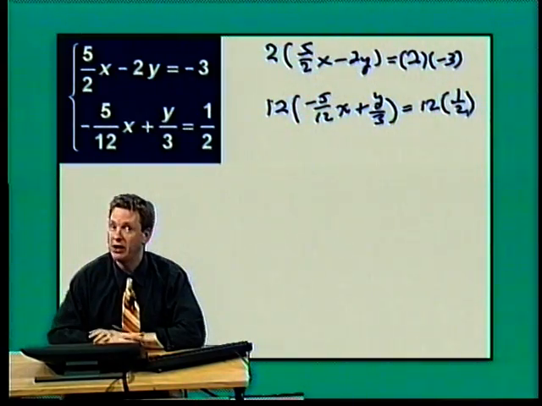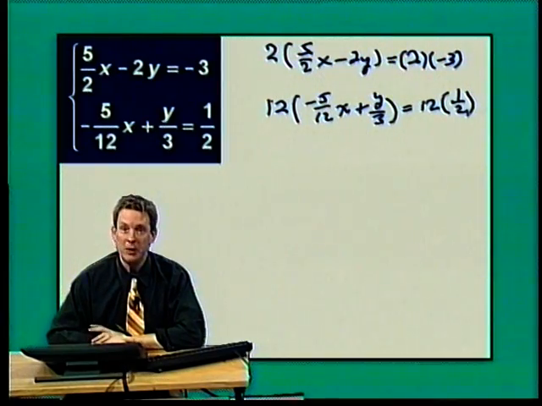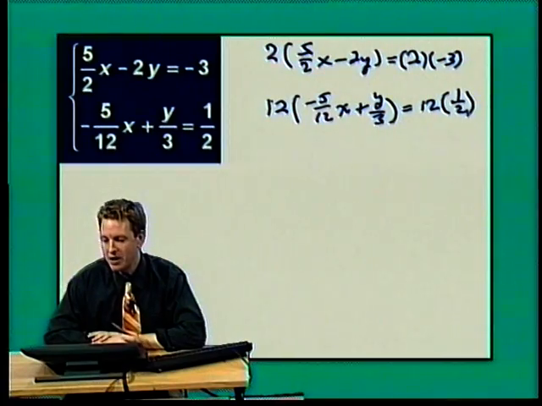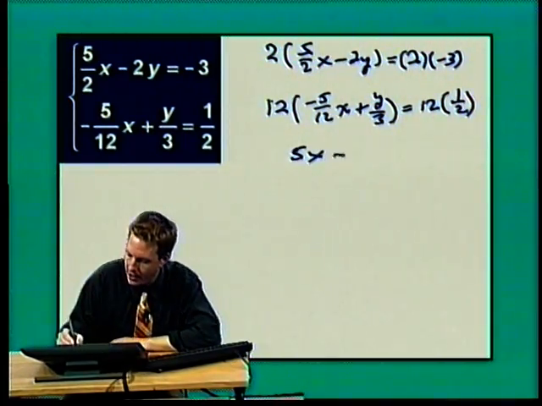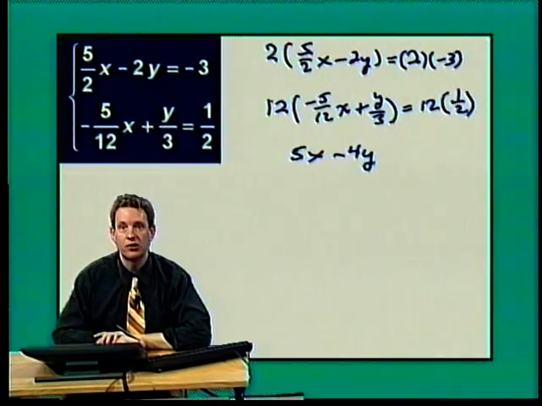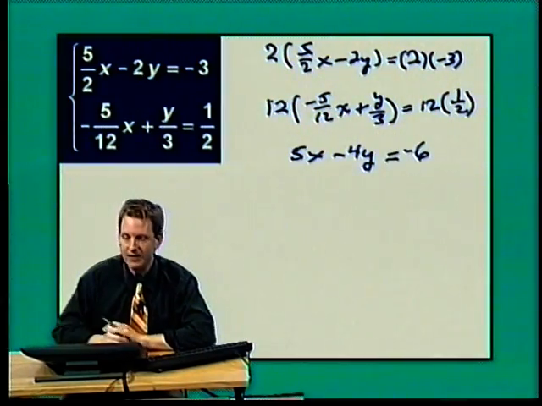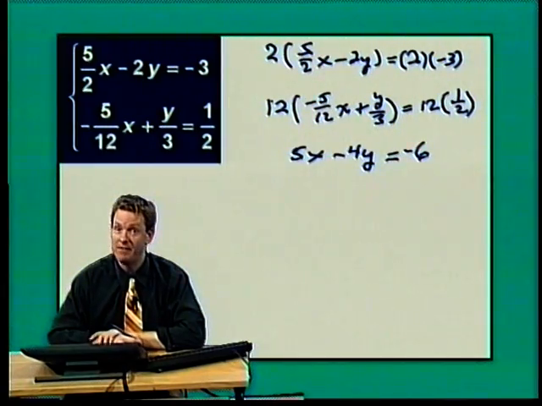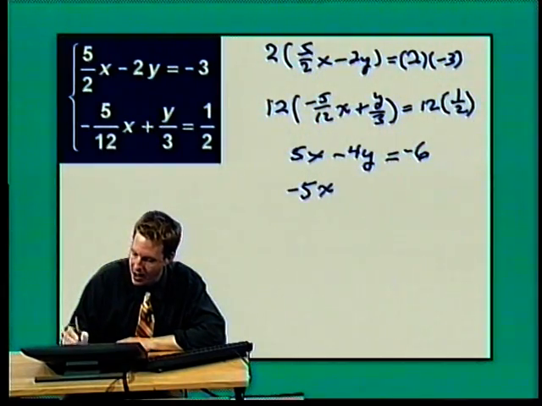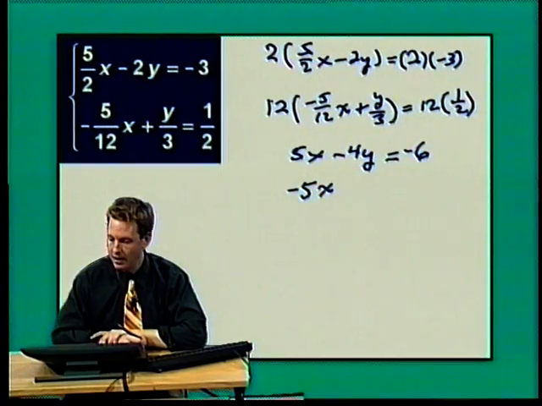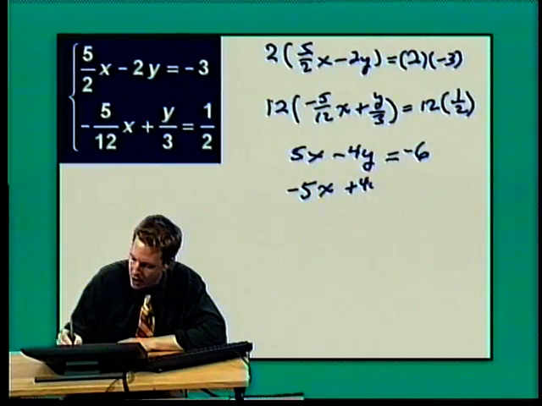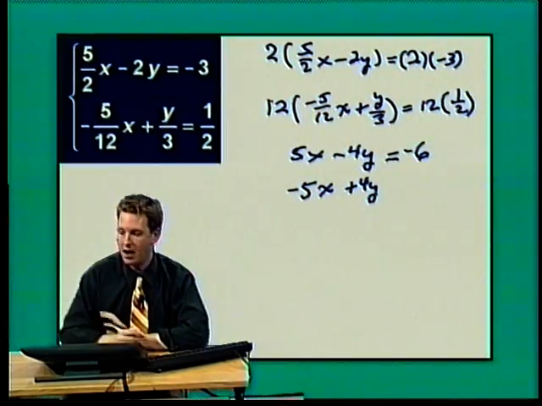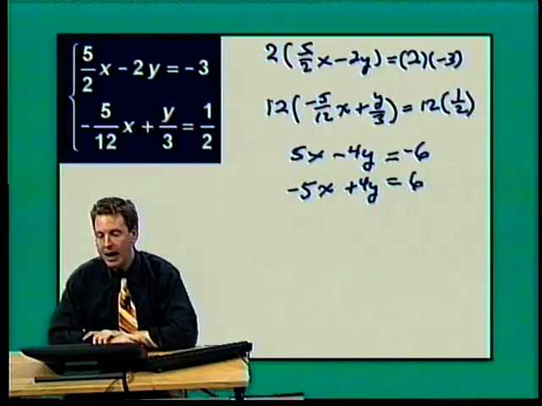Now I'm going to do this pretty quickly because I'm running out of time. You want to sit down and carefully check my work on your own. 2 times 5/2 x is 5x, minus 2 times 2y is minus 4y, equals 2 times -3, which is -6. 12 times -5/12 is just -5, so we have -5x. y over 3 times 12, 3 goes into 12 4 times, so that's plus 4y, and 12 times 1/2, that's 6.